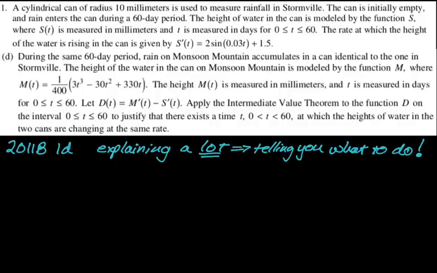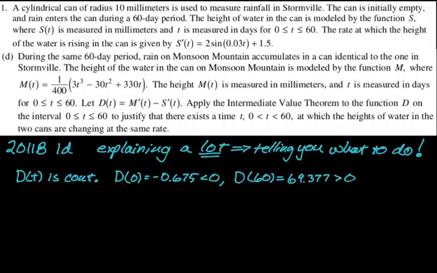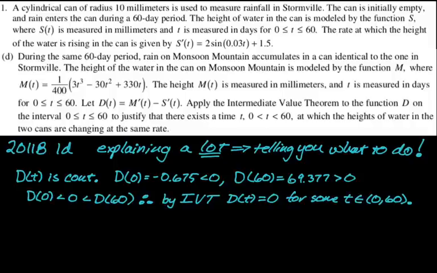So this is great because this is a template that we can use in future problems. And this idea has come up in future problems. I think this is a solution that you should almost kind of memorize. So what I do: d is continuous, and then just evaluate it at the endpoints. d of 0 is less than 0, d of 60 is greater than 0. So since d of 0 is less than 0 is less than d of 60, by IVT, d of t equals 0 for some t.